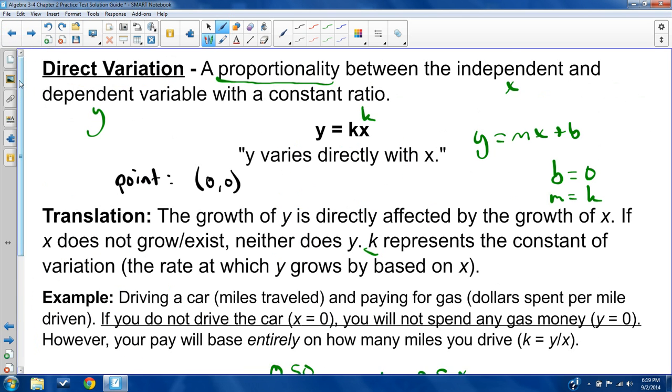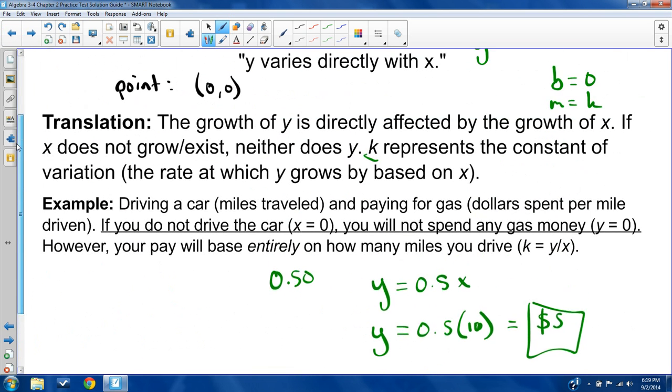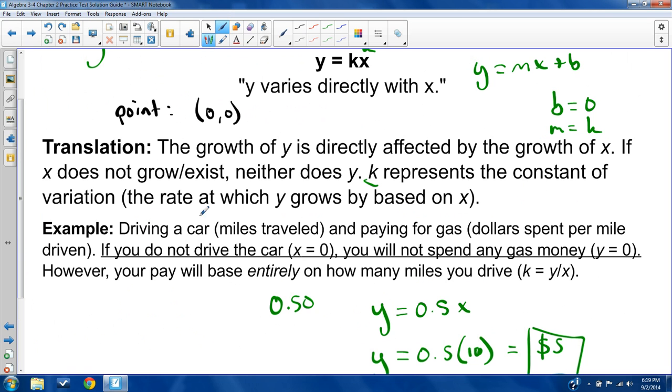I want to give an example here. If we did this one, same thing. Miles traveled was your slope, and all that stuff. Or I'm sorry, was your X, and your Y was how much you paid.